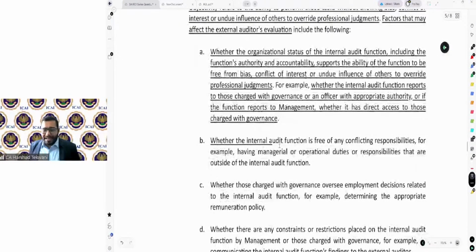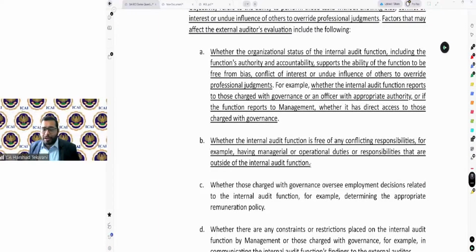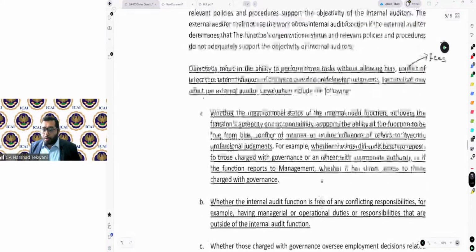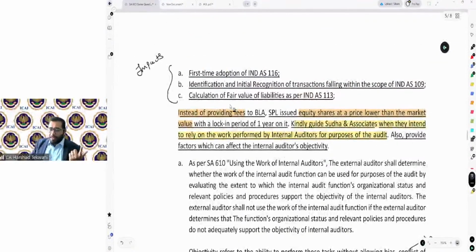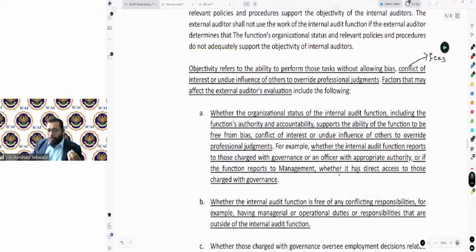Second, whether the internal audit function is free from any conflicting responsibilities. For example, having managerial or operational duties or responsibilities that are outside the internal audit function. In the current case, we saw they have a responsibility of calculating the impact, assisting the management. So they have conflicting responsibilities, which is very important. Hence, it could negatively impact the objectivity of the internal audit function.